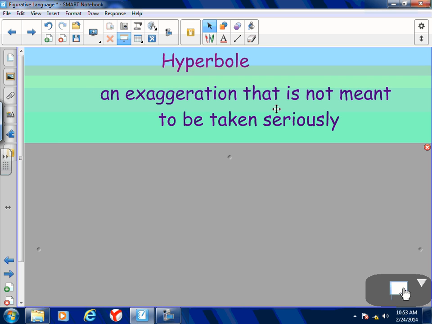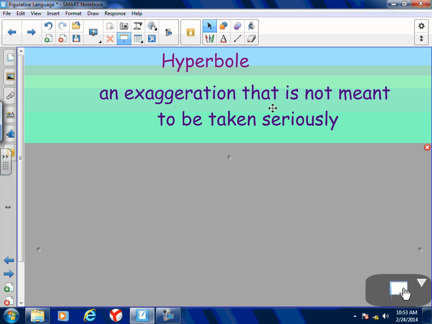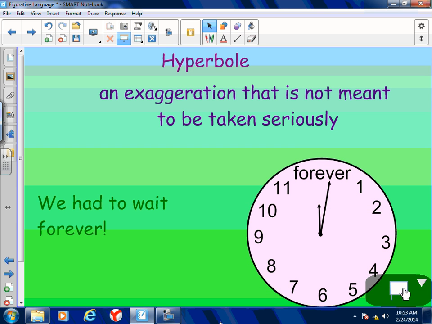Hyperbole. Hyperbole means to exaggerate in describing something. Yani, what is meant by hyperbole? It means an exaggeration that's not meant to be taken seriously. When I say we had to wait forever, does this mean that we will wait to the end of the world and after the end of the world? Of course not. It means that we will have to wait for a long time. But to exaggerate, you say we had to wait forever. Okay? This is what we call hyperbole.